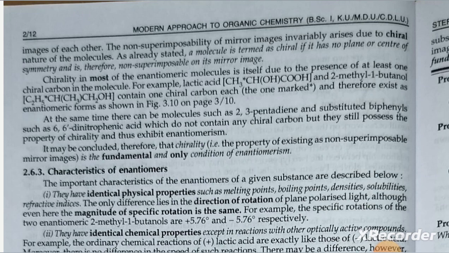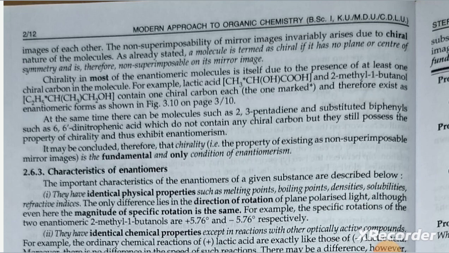Chirality in most enantiomeric molecules is itself due to the presence of at least one chiral carbon in the molecule. For example, lactic acid and 2-methyl-1-butanol contain one chiral carbon atom and therefore exist in enantiomeric forms, as shown in Figure 3.10. At the same time, there can be molecules such as 2,3-pentadiene and substituted biphenyls such as 6,6'-dinitrodiphenic acid, which do not contain any chiral carbon, but they still possess the property of chirality and thus exhibit enantiomerism.